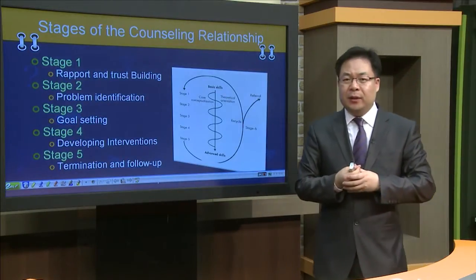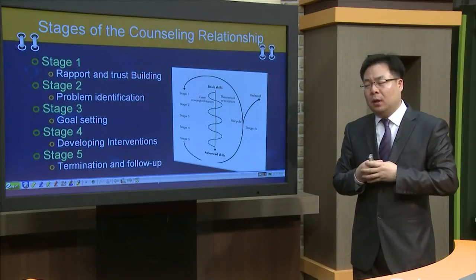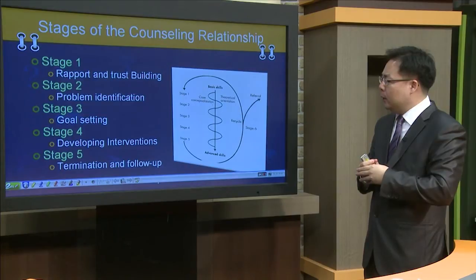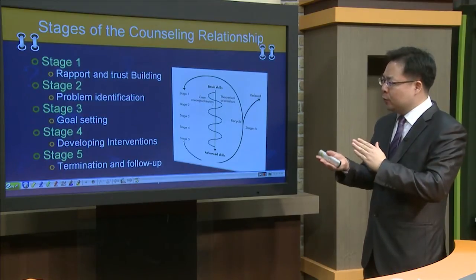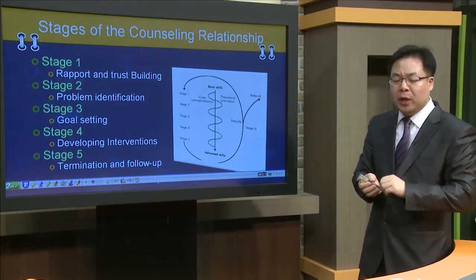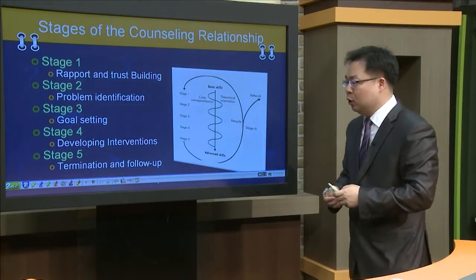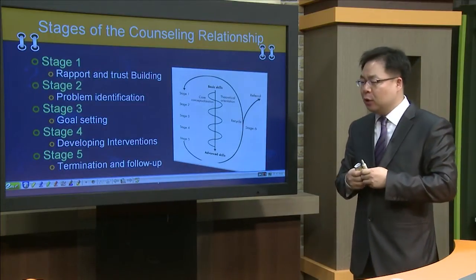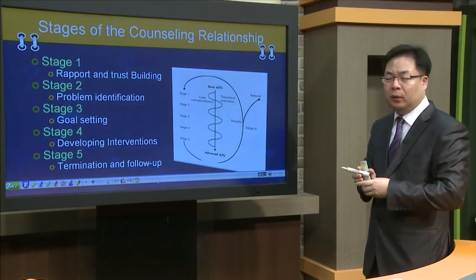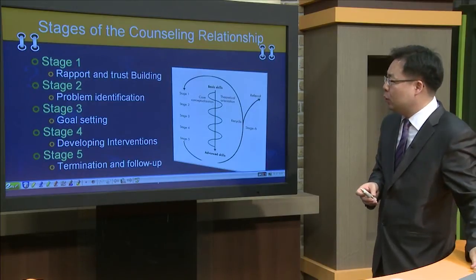The final slide shows the stages of the counseling relationship. I put down five different stages here, and usually it starts from stage 1, but it depends on the situation. For example, if we have already built a good therapeutic alliance with the client, we don't have to start from stage 1. However, this is the typical stage in a counseling relationship.